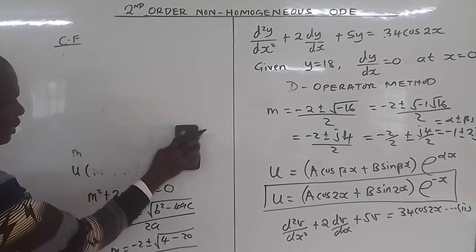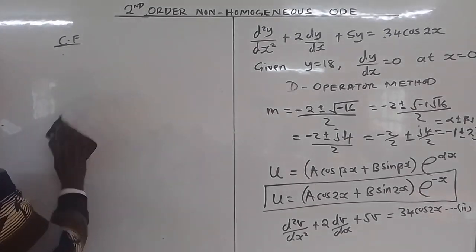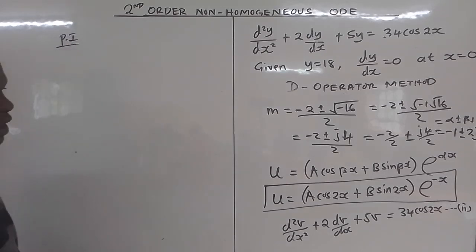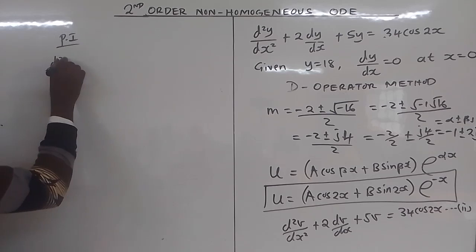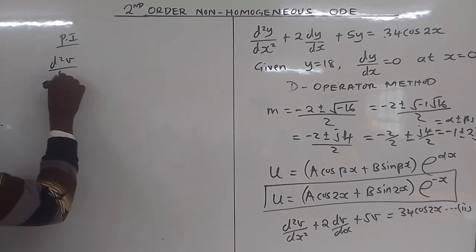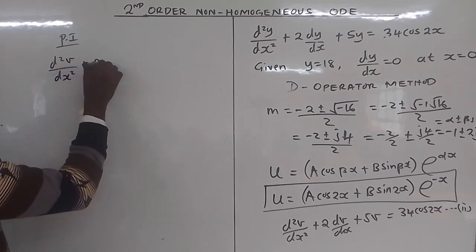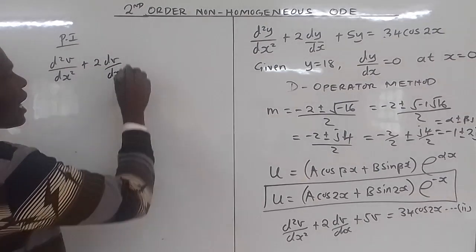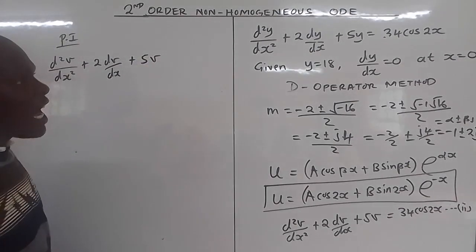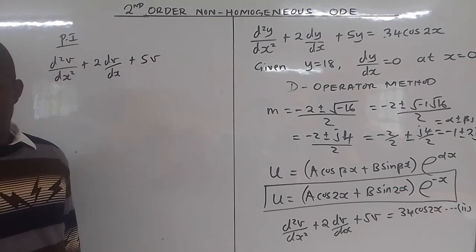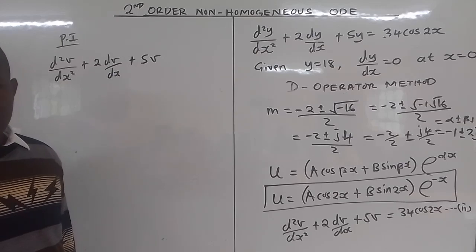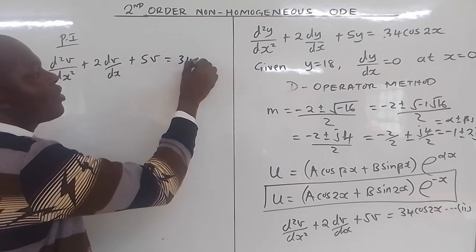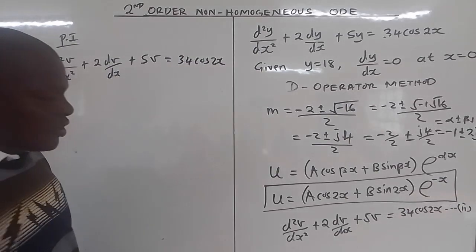After getting u, we now get v, the particular integral. So the particular integral we have there is d squared v over dx squared plus 2 dv over dx plus 5v equals 34 cos 2x. This one, isn't it?